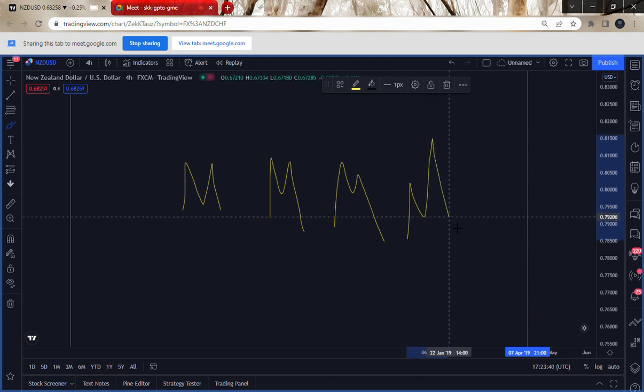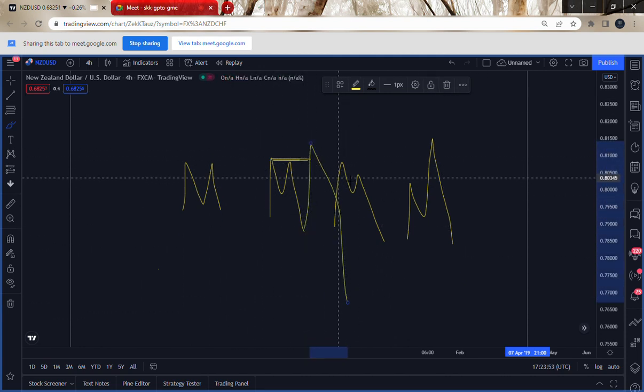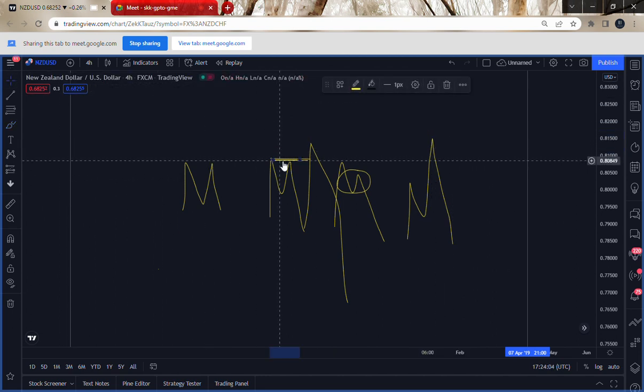It's not always equal tops, because most of the time when we have equal tops like this, the market comes and flushes out before it continues going down. So I prefer a double top like this or a double top like this. It's perfect.